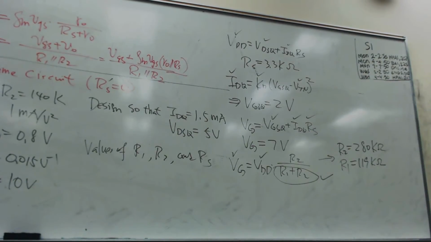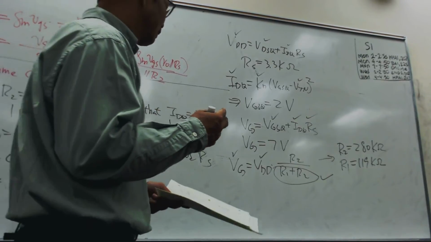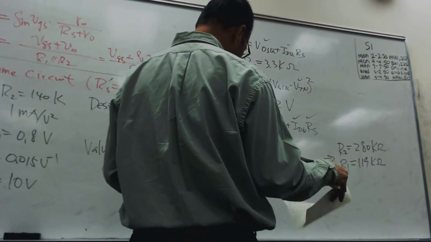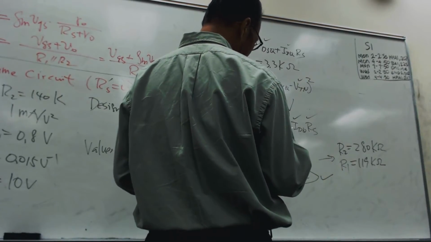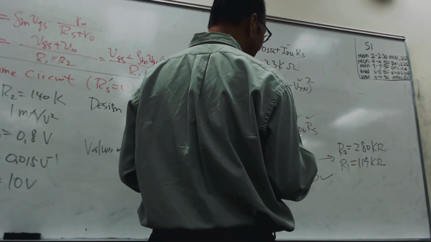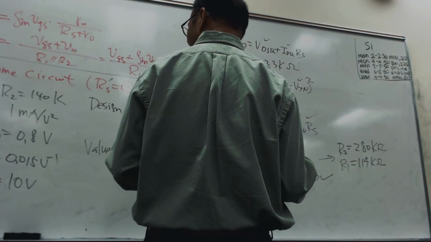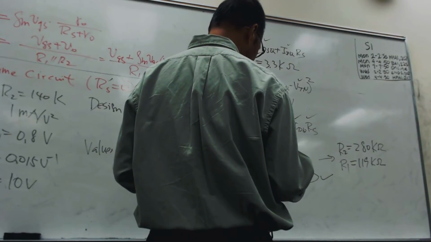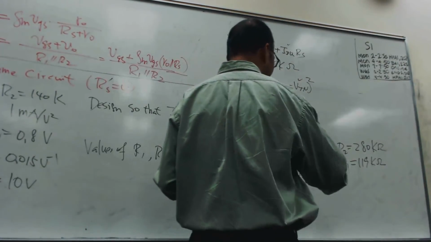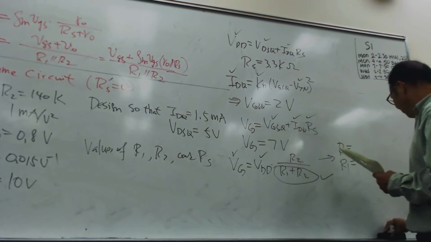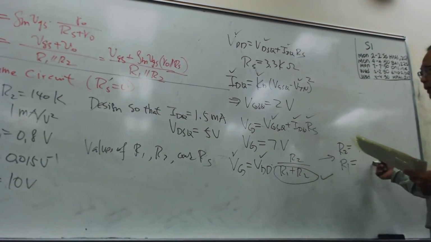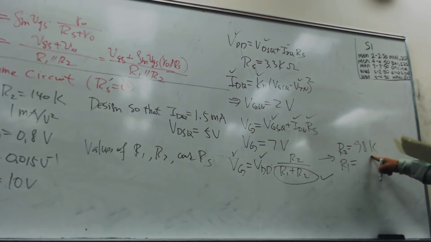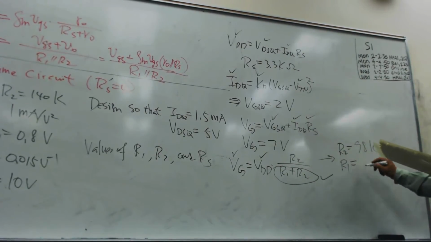So that's the design. You add those, they don't equal 140K though. The sum of those two is not 140. Okay. Yeah, 280, 119. What was the sum? 140. Oh. I got RQ as 98. 98. Oh, good. 98, so I made a mistake. 98K, so this one must be 140 minus 98, right? So that's whatever.